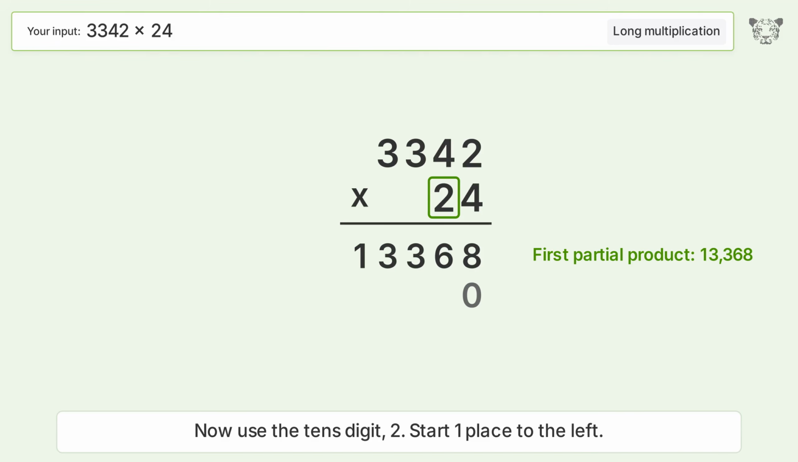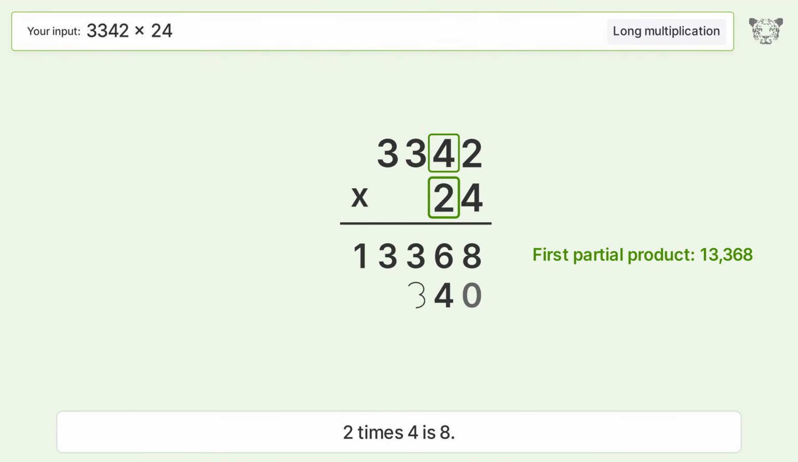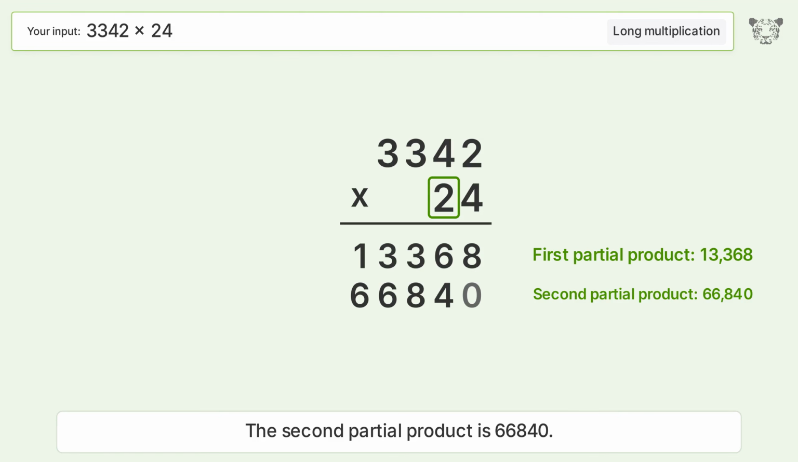Now use the tens digit, 2. Start one place to the left. 2 times 2 is 4. 2 times 4 is 8. 2 times 3 is 6. 2 times 3 is 6. The second partial product is 66,840.